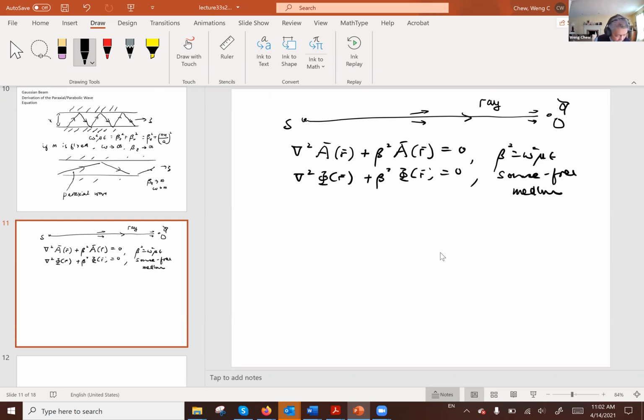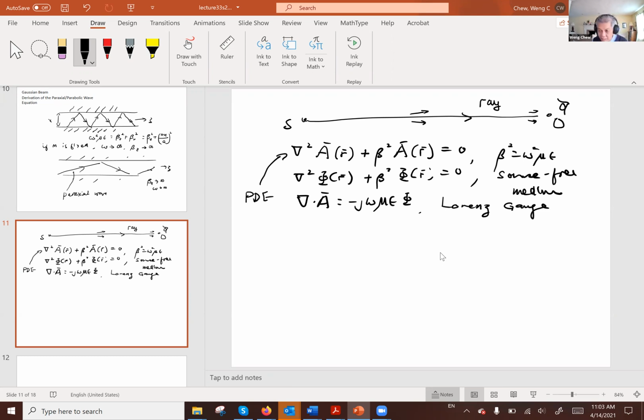So this is a source-free case, and we actually obtain this by applying the Lorentz gauge. Divergence of A is equal to minus j omega mu epsilon phi, which is called the Lorentz gauge. Lorentz spelled without the z or without the t is very important. Okay, so we are going to look for solutions to these PDEs, maybe just one of them, just this one, assuming that the light ray is propagating very much parallel to the direction of propagation.